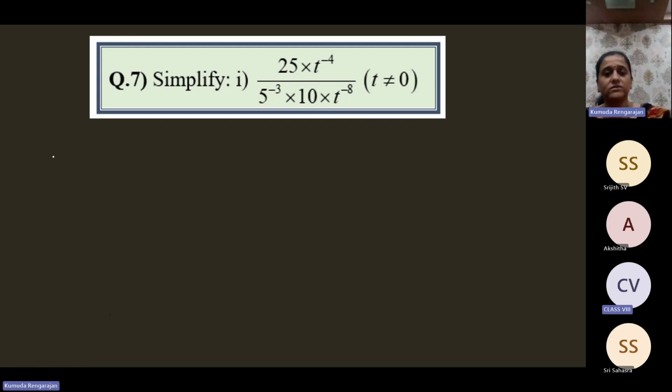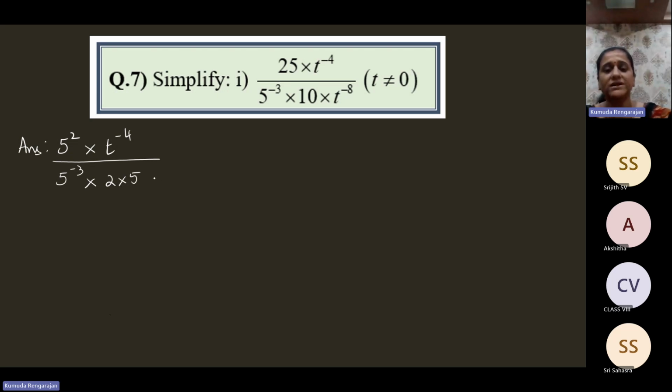We'll try this together. So how do we write 25? 25 is 5 squared. 5 squared, ma'am. 5 squared into 2 to the power minus 4 divided by 5 to the power minus 3 into 10. How about 10? 2 into 5. Very good. If the base is a composite number, write it as a product of its primes. And if there's a power, put a bracket and write the power.